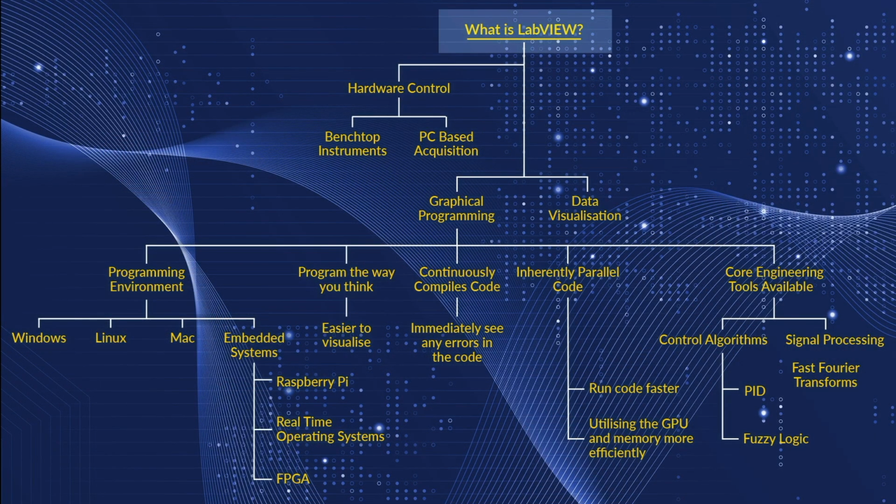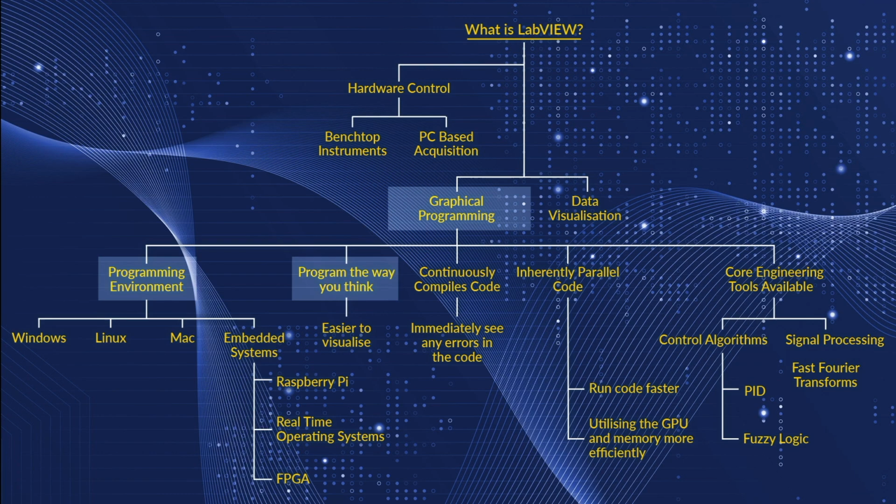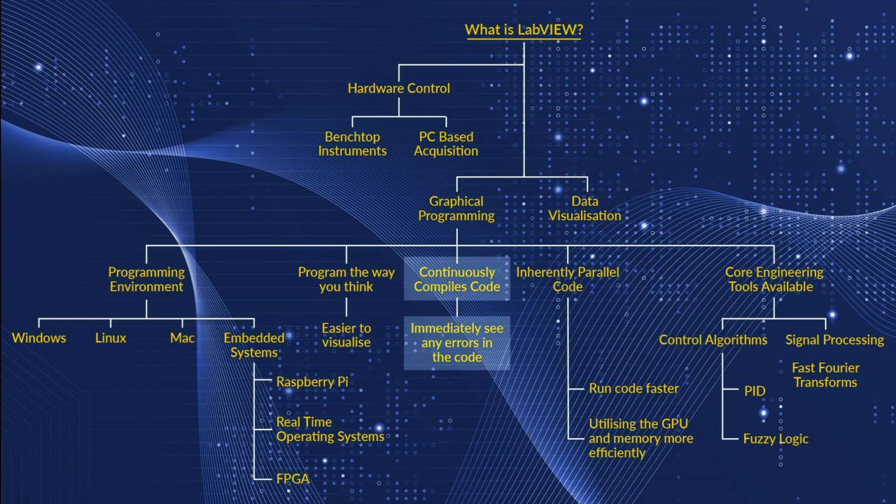What is LabVIEW used for? In this flowchart, we will see some types of applications that can be performed using LabVIEW. LabVIEW can be used for hardware control like benchtop instruments and PC-based acquisition cards that you plug in directly to your computer. LabVIEW allows you to capture a lot of analog and digital voltage and current measurements using a huge variety of hardware. It can be used as a graphical programming environment, programmed the way we reason. I'm a very graphical learner, and so I found LabVIEW excellent for gathering my thoughts and putting them into code. We can continuously compile code, which makes developing software much quicker than other traditional programming languages.